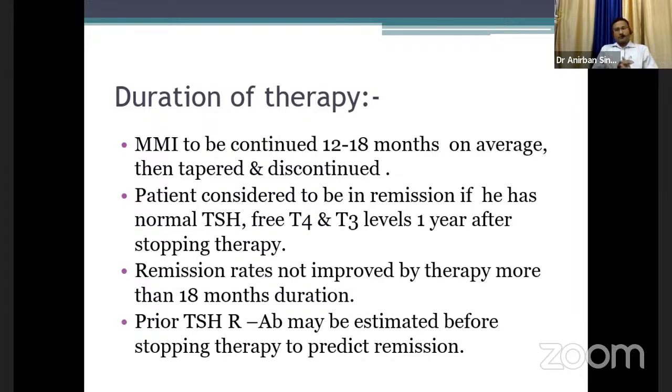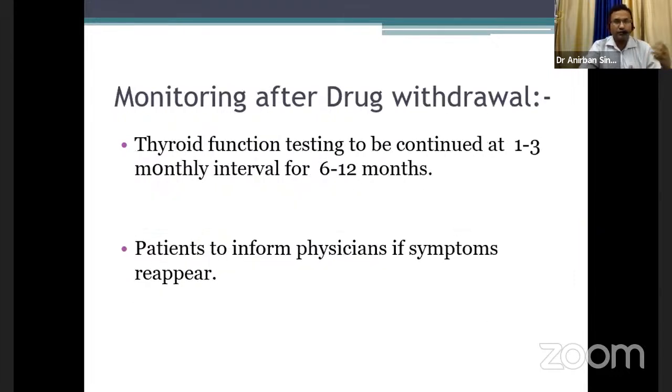TSH receptor antibody may be estimated before stopping therapy to predict remission, because with lower TSH receptor antibody the chance of remission is high. The chance of remission is much higher when the levels of antibodies are low. Thyroid function to be continued after 3 months, and after 12 months of remission.